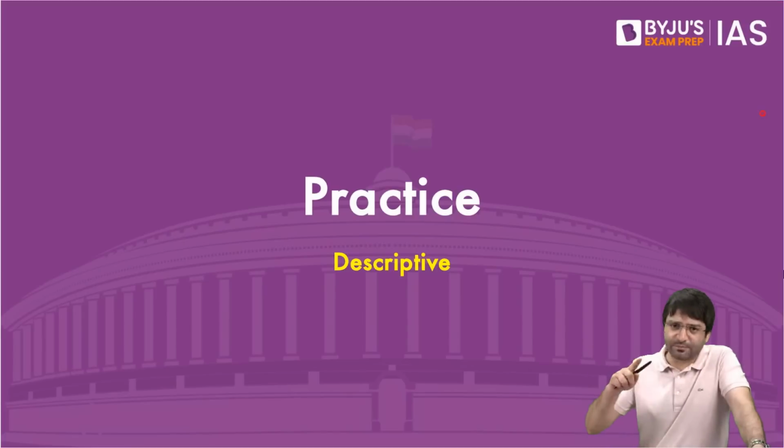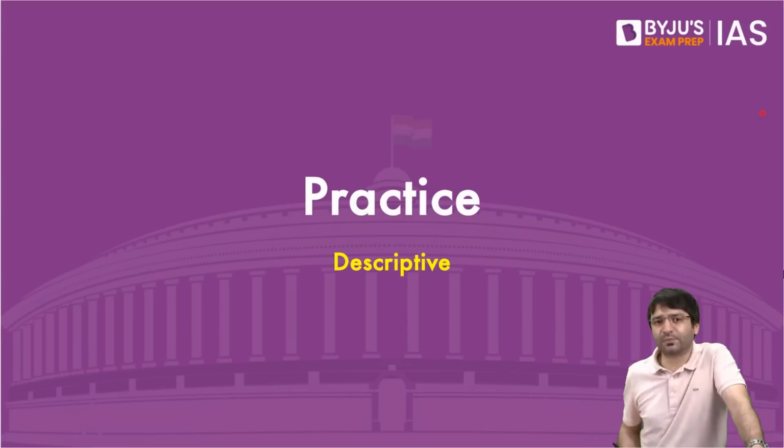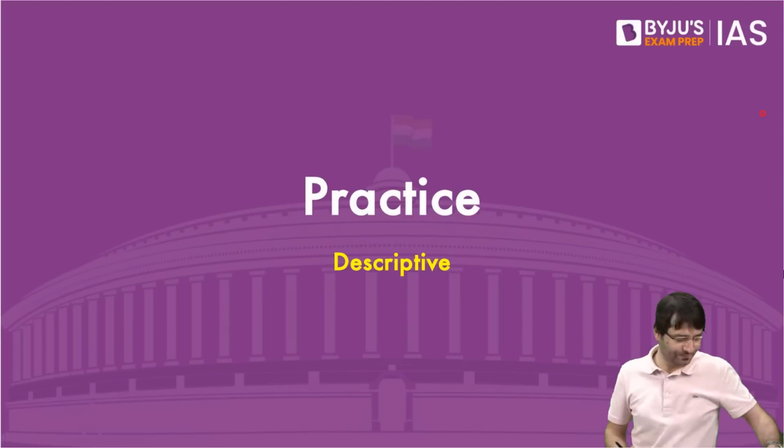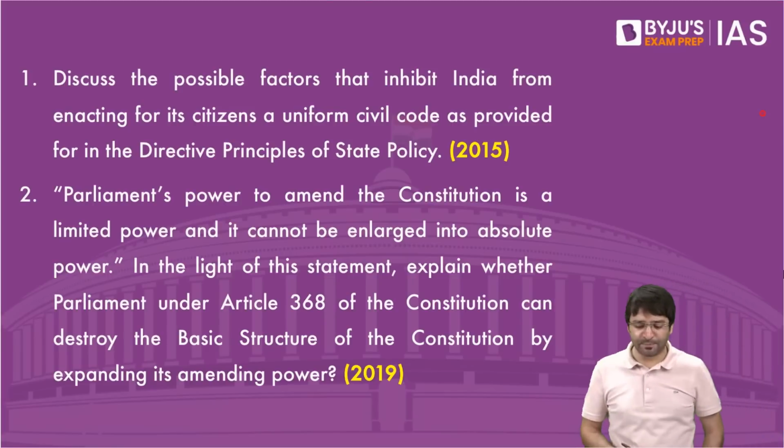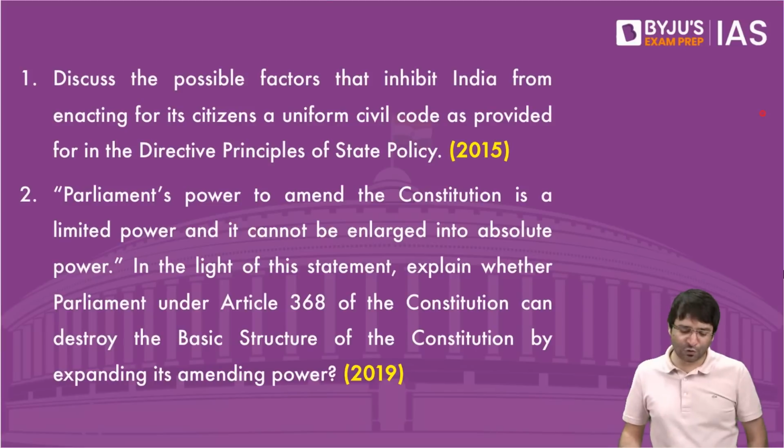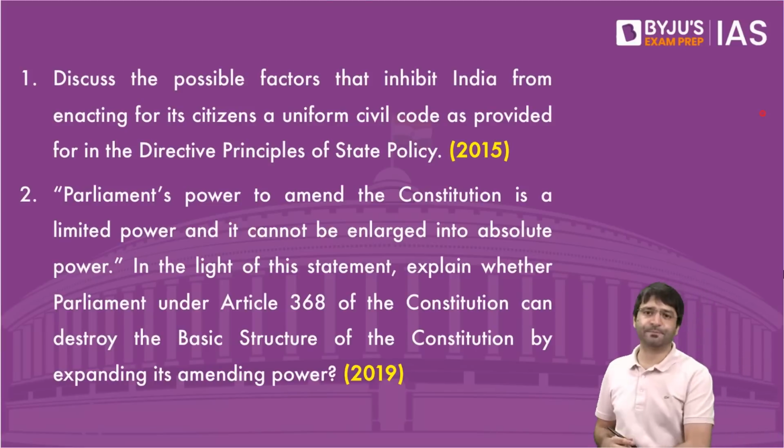And we will take a break, and after the break, we will start with Union Legislature. Discuss the possible factors that inhibit India from enacting for its citizens a uniform civil code as provided for in the directive principles of the state policy.